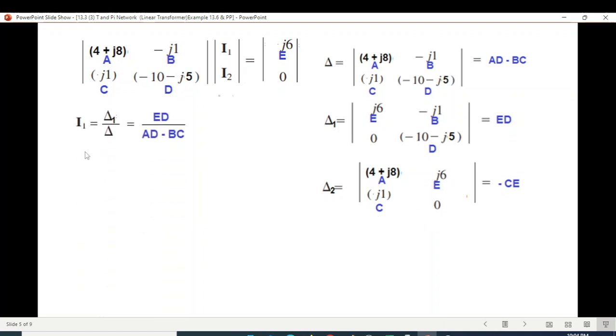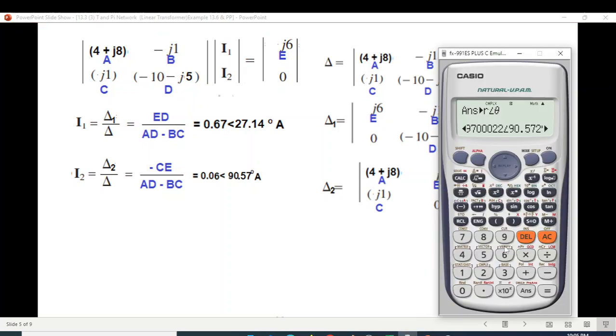And we know the formula for current is delta 1 over delta. So ED divided by delta. And I2 is delta 2 over delta. So delta 2 is minus CE divided by AD minus BC. Okay, and once we calculate this, I'll show you how to do that. We'll get this as the I1 answer, and this is I2. So let's now use the calculator.